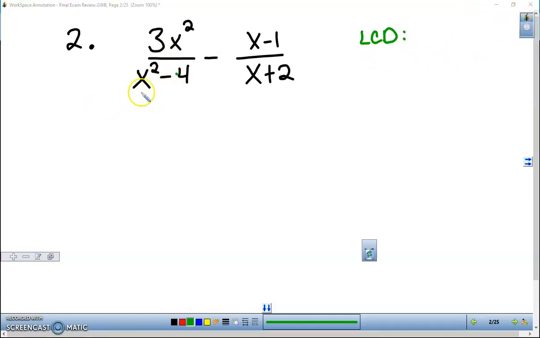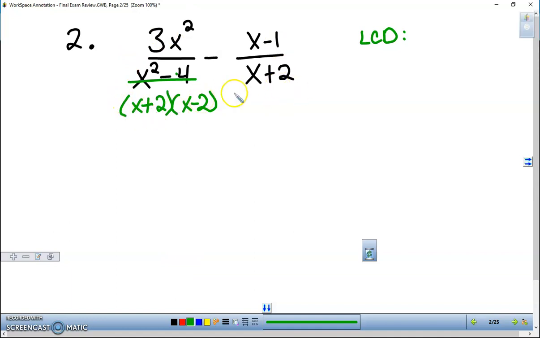So the very first thing should be to actually factor this x squared minus 4. So this is kind of like the difference of two squares. If you were to square root both of these terms, you would get x plus 2 and x minus 2. Once you factor that, cross it out.